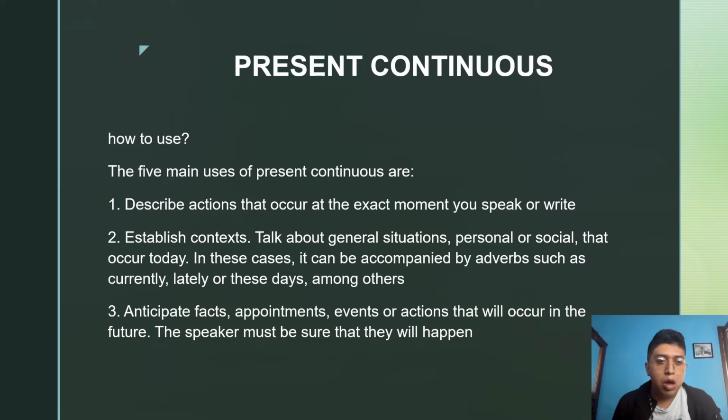Present continuous. How do you say? The main uses of the present continuous are: describe actions that occur at the exact moment you speak or write; establish context, talk about general situations, personal or social, that occur today, in which case it can be accompanied by adverbs such as currently, lately, up to date, among others; anticipate fixed appointments, events, or actions that will occur in the future. The speaker must be sure that they will happen.